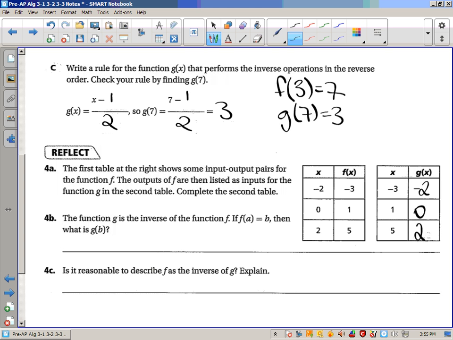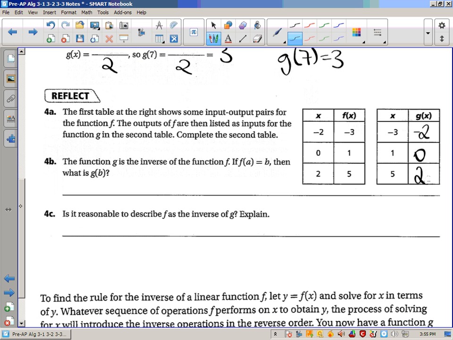It doesn't matter what the input and output is. If I find the inverse, then I will switch the inputs and outputs. So if f of a equals b, then g of b should equal a. If I say that g of x is the inverse of f of x, could I also say that f of x is the inverse of g of x?